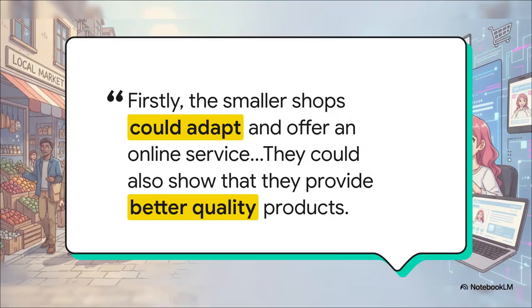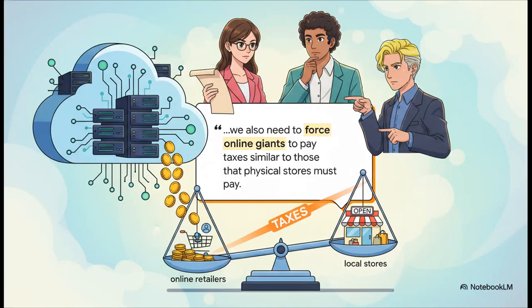So, the first solution puts the ball in the court of the shops themselves. The key verbs here are adapt, offer, and show. It's all about evolution and taking action, not just being a victim of circumstance. Next up, the essay looks at the role of policymakers, and the language here is strong, right? Force online giants to pay taxes. The idea is to level the playing field, to make the competition between these massive online companies and the little local stores a bit more fair.